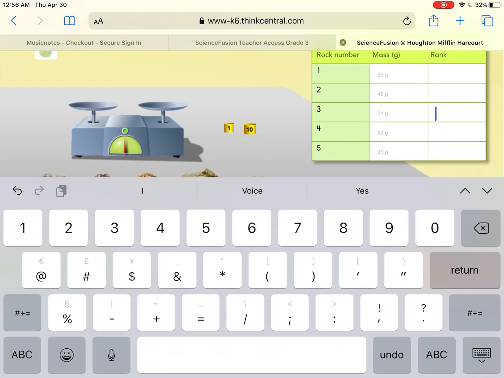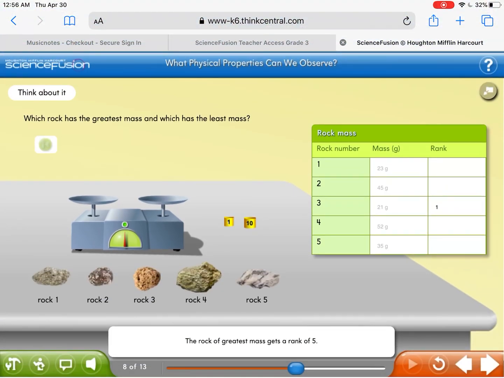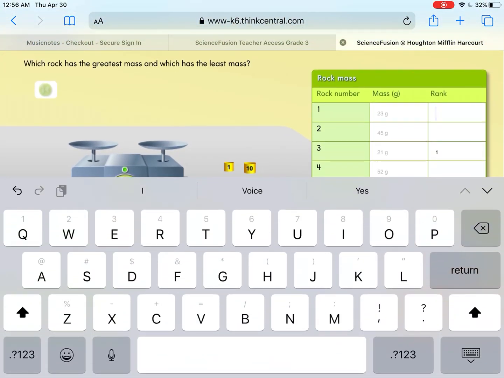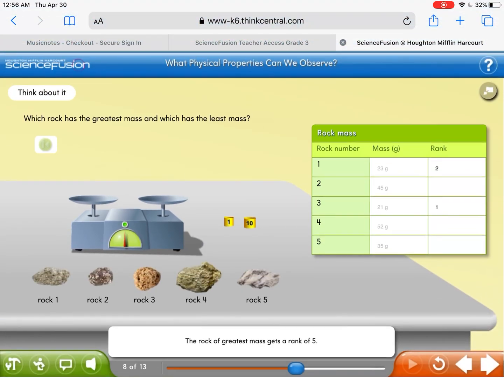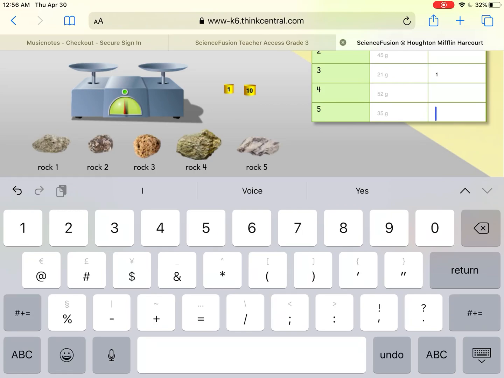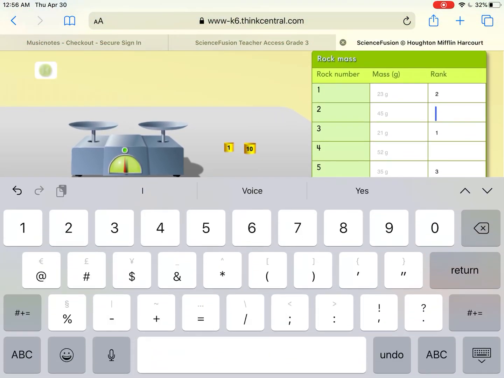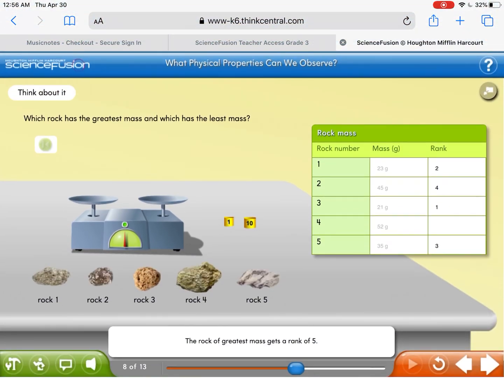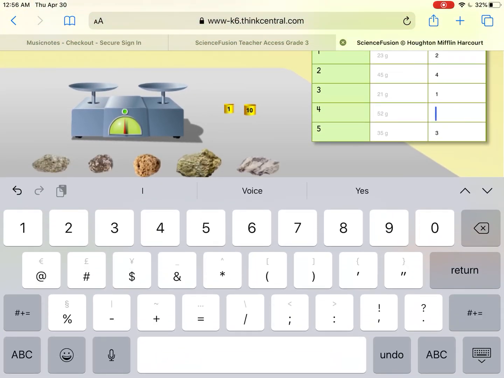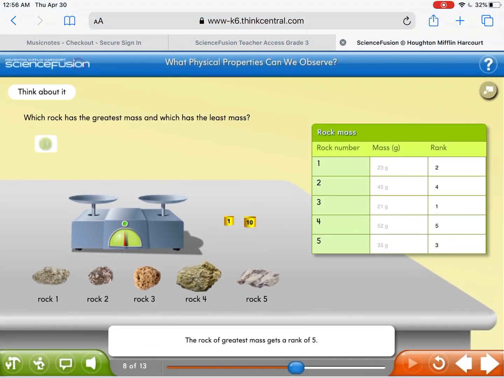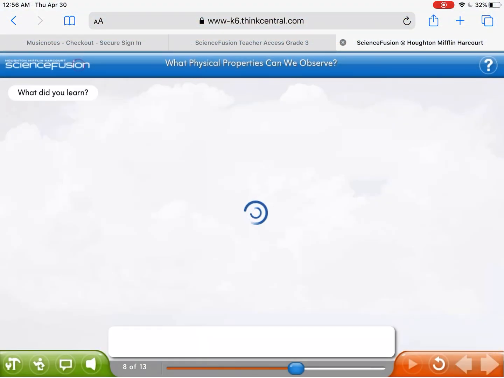So the one that was the lightest was rock number 3. Then it was rock number 1. Then rock number 5. Then rock number 2. And then the heaviest is rock number 4.